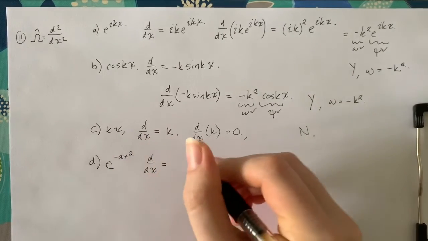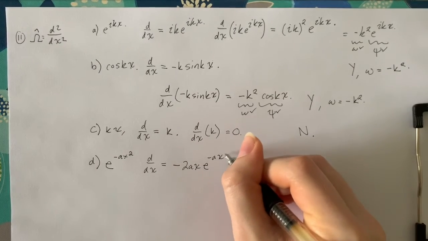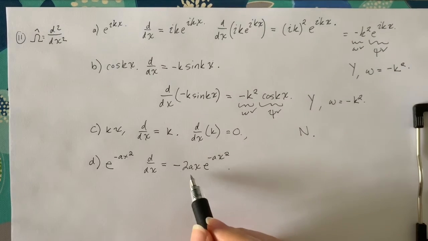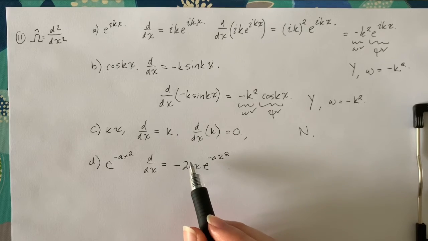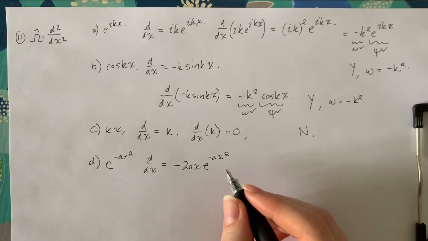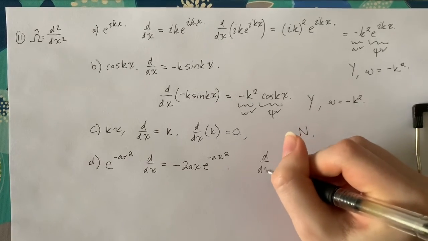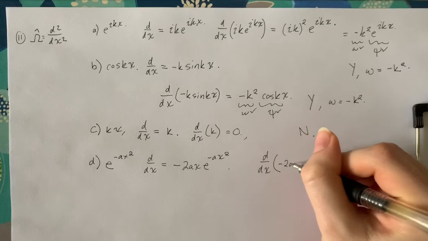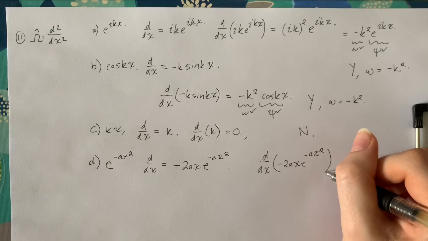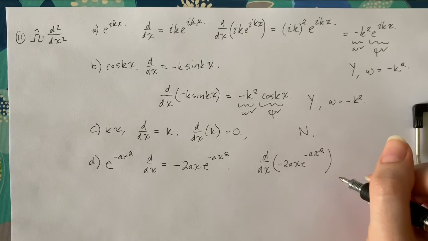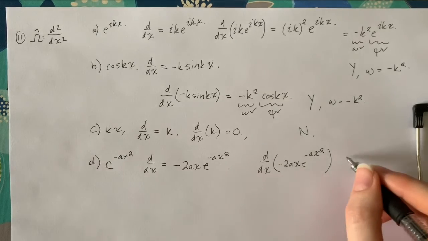And then finally, we have e to the minus ax squared, where the first derivative was minus 2ax e to the minus ax squared. So now we get to take the derivative of this and we get to use product rule. Okay, so let's write this over here. d dx of minus 2ax e to the minus ax squared. And we can factor out these constants because they're not going to be needed anyway.